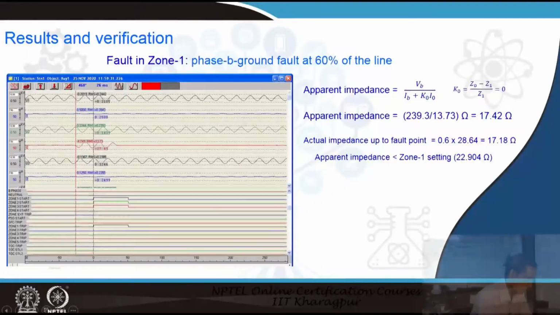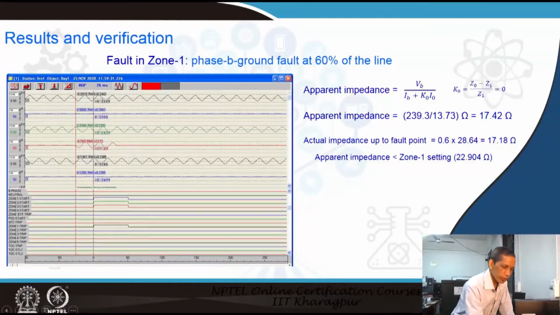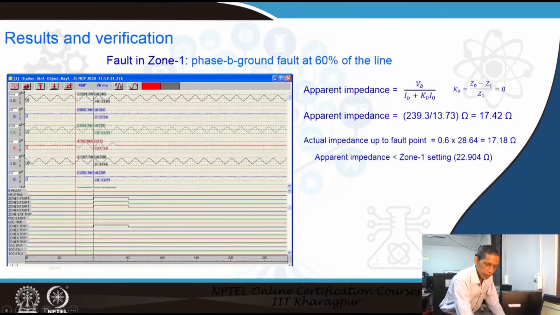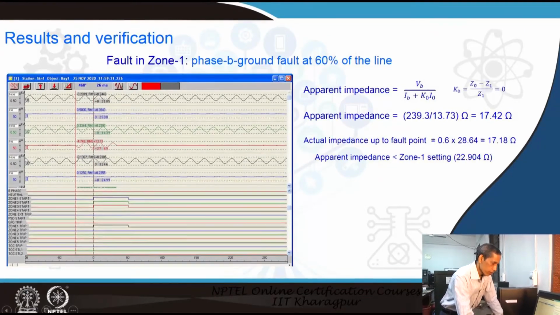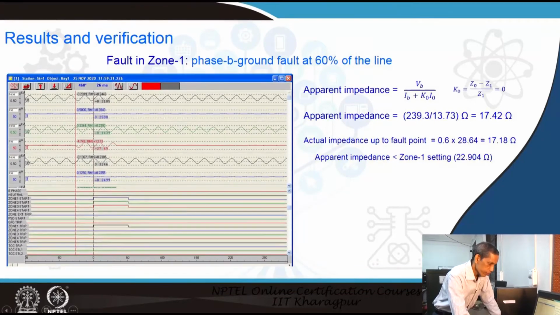So, for the first case, phase B to ground fault. We created a fault at 60% of the line and that is in zone 1 because our setting is at 80% of the line. So, this is the corresponding oscillogram, the recording provided by the relay at that time.